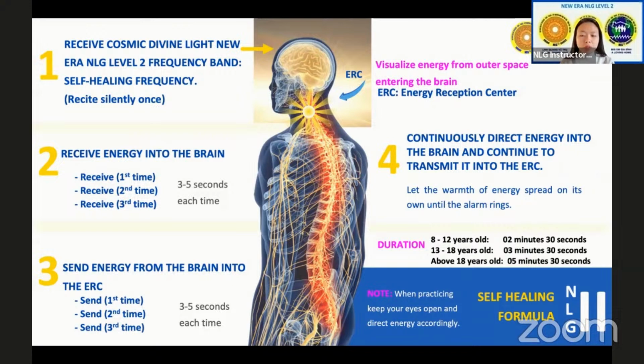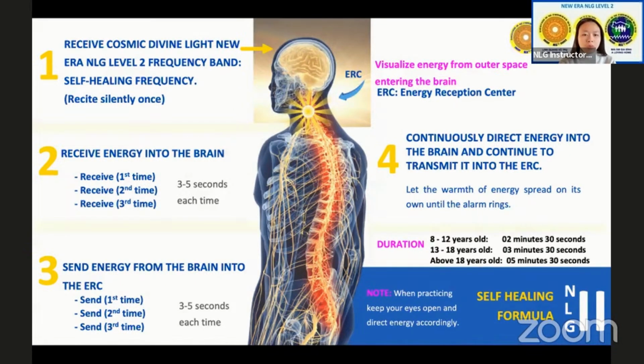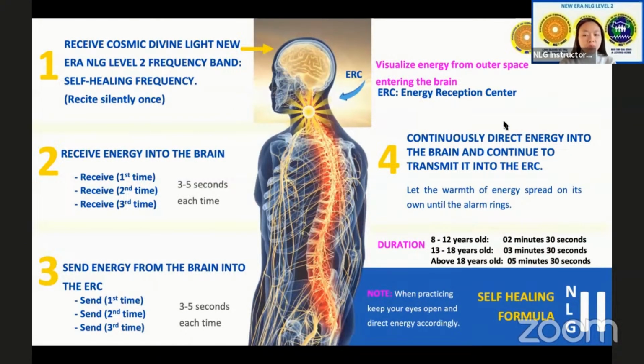And then step 4, continuously direct energy into the brain that is from outer space entering the brain, and continue to transmit it into the ERC right here. And let the warmth of energy spread on its own until the alarm rings. Okay, very straightforward, very similar to that of level 1. So if you've been practicing the level 1 self-healing, then there's nothing to worry about with this.